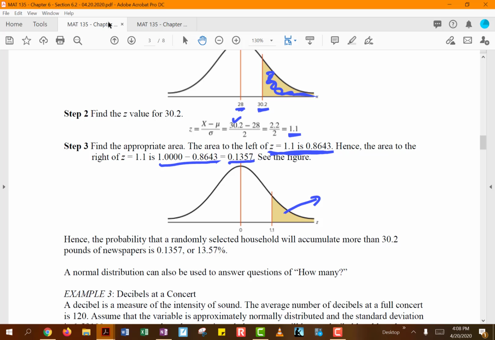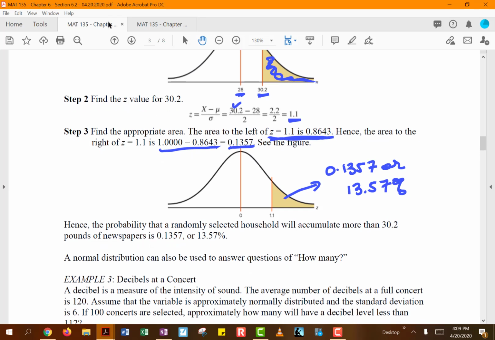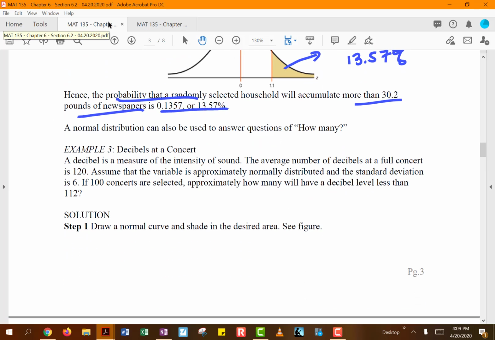And of course that comes out to be 0.1357, or 13.57%. So we will again say the probability that randomly selected households will generate more than 30.2 pounds of newspaper is going to be 13.57%. Okay, so same calculations, like I said, to 6.1, but now we're using them with applications.